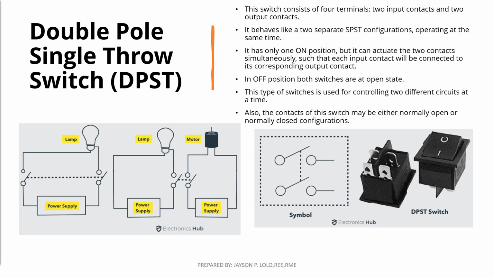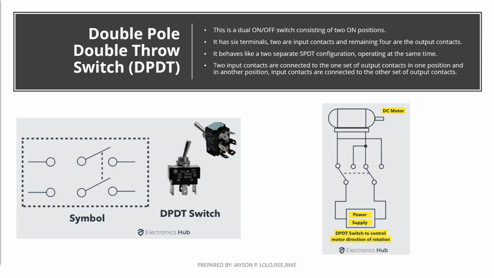The next one is the double pole, double throw switch. It behaves like two separate single pole, double throw configurations. As you can see, there are pole one and pole two, then switch throws one and two. It is commonly used in some motor applications.